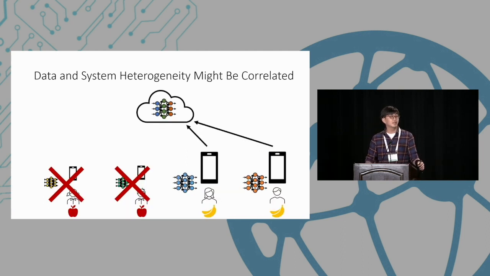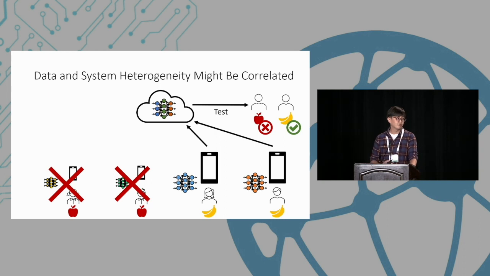And you can easily imagine that when there is such a high system-induced data heterogeneity, if we apply tier-aware optimizations, for example, if you simply disallow low-end devices from participating, what will happen is that the end model would not work very well on low-end devices, which is mostly apple lovers, because the model is highly biased towards high-end devices, which is mainly banana lovers.